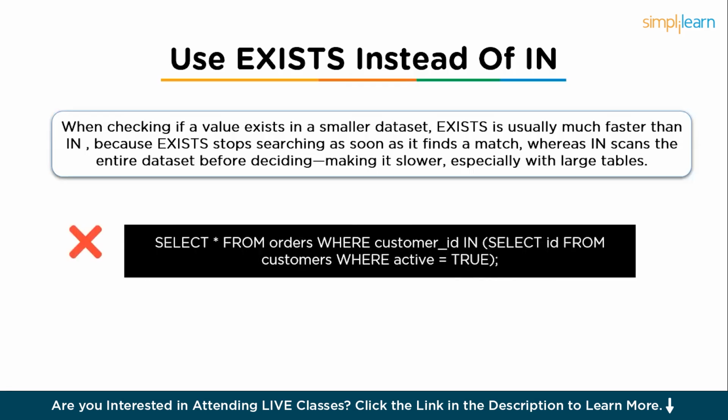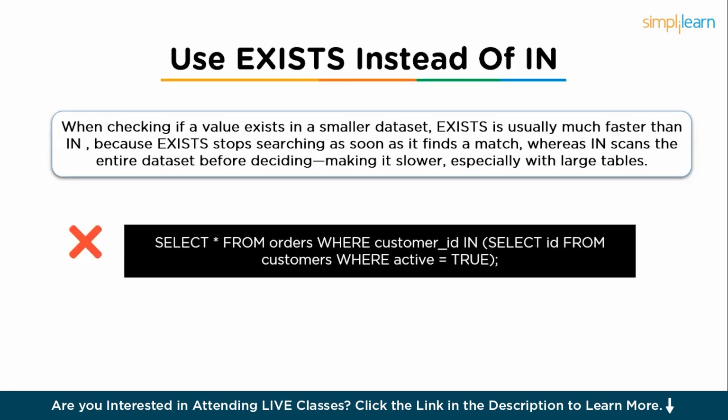When checking if a value exists in a smaller dataset, EXISTS is usually much faster than IN, because EXISTS stops searching as soon as it finds a match, whereas IN scans the entire dataset before deciding, which makes it slower, especially with large tables.